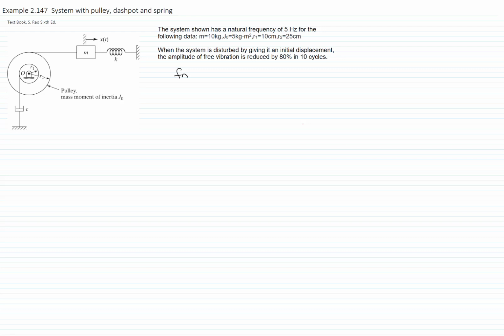Let me write down the data that we are given. We have the natural frequency, which is 5 Hz. That gives us a circular natural frequency, so 2 pi times the natural frequency, which is 2 pi 5 radians over seconds. Then we have the mass, that is 10 kilograms. And then we have the moment of inertia, which is 5 kilograms meters square, and both radii. One is 10 centimeters, which is 0.1 meters, and the bigger radius is 25 centimeters, which is 0.25 meters.